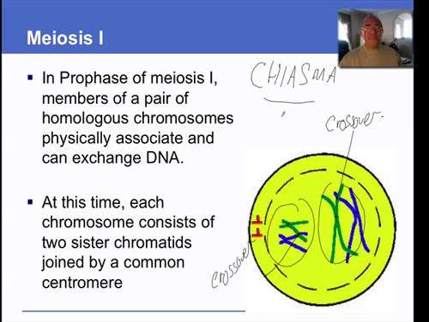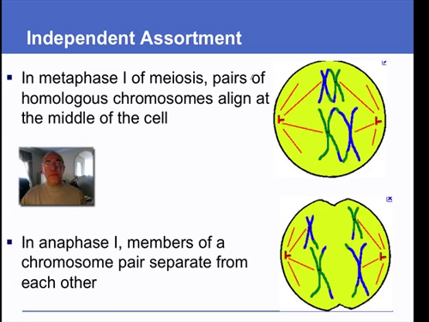C-H-I-A-S-M-A, chiasma. So if we move on now to metaphase 1 of meiosis, these crossed over chromosomes, still attached, line up on the equator of the cell, or the metaphase plate, but they're slightly different to that seen in mitosis. In mitosis, the chromosomes lined up on top of each other. But if you see here, in metaphase of meiosis 1, they line up side by side. So homologous chromosomes line up side by side in metaphase 1.